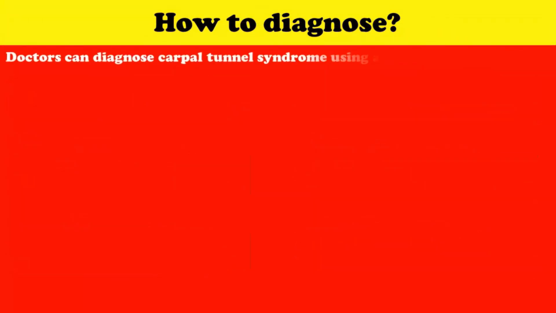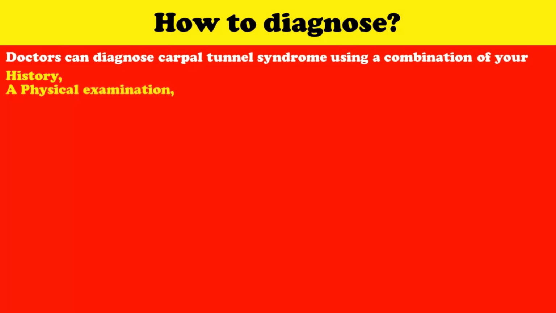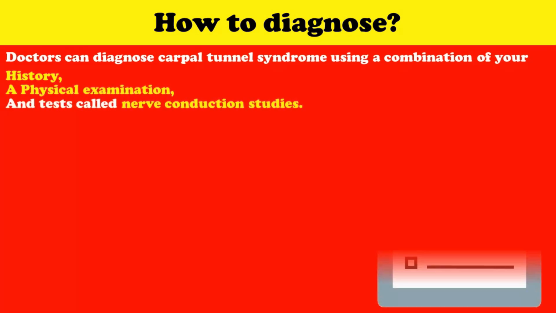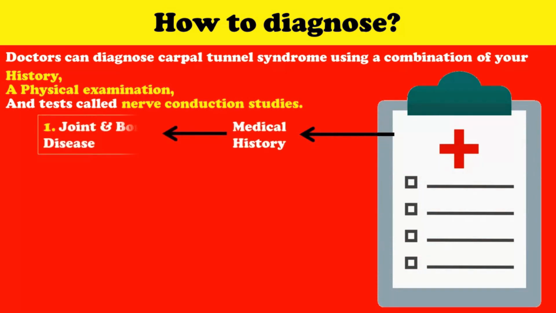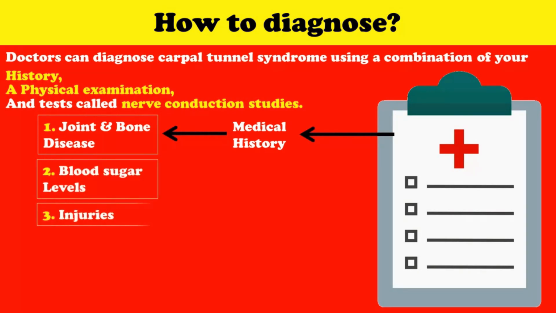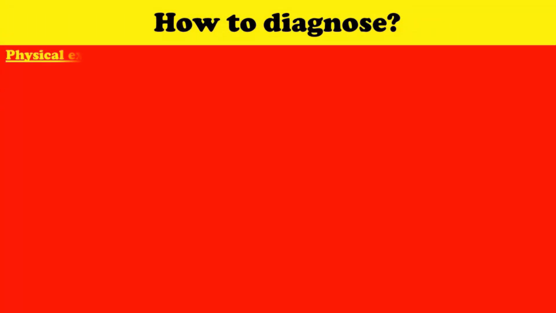Now we will see how carpal tunnel syndrome is diagnosed. The recommended procedure for making a diagnosis is to first take your medical history. Medical history includes previous history of your joints and bones, blood sugar level, any injury, etc., and any family member having diabetes or carpal tunnel syndrome.